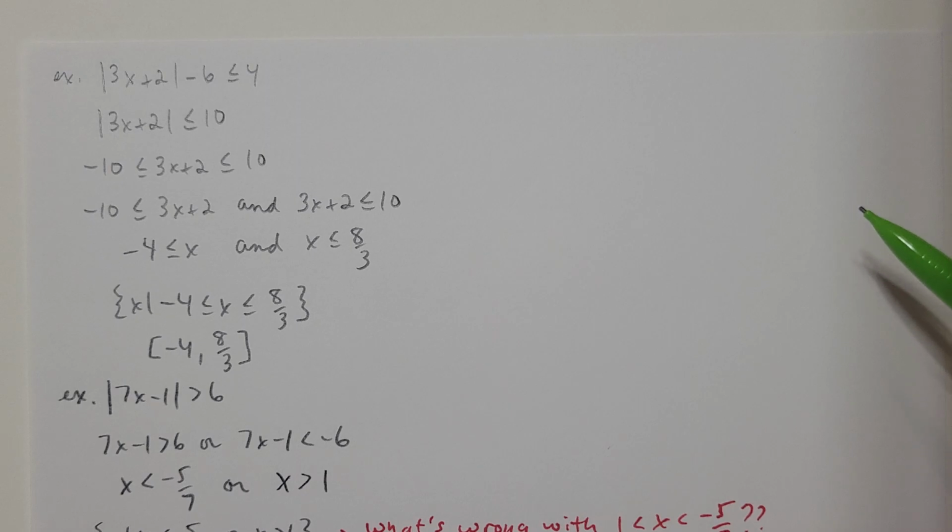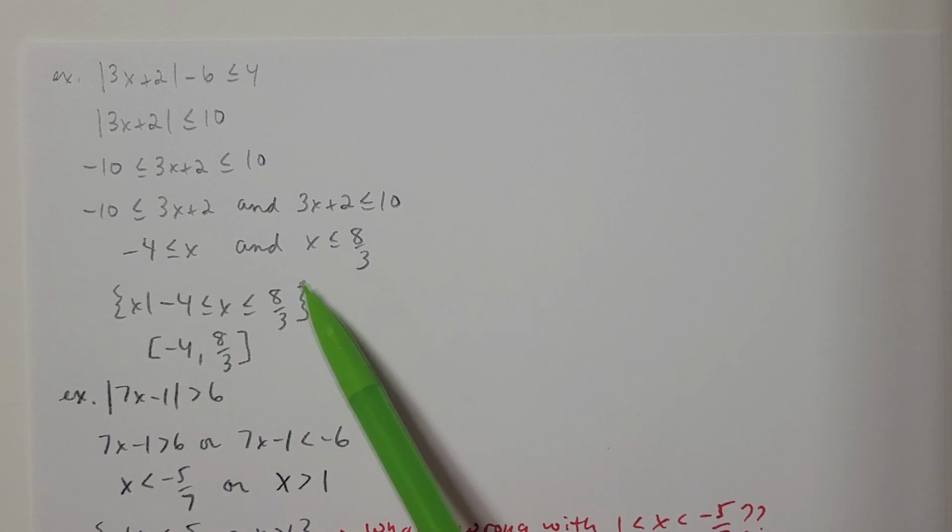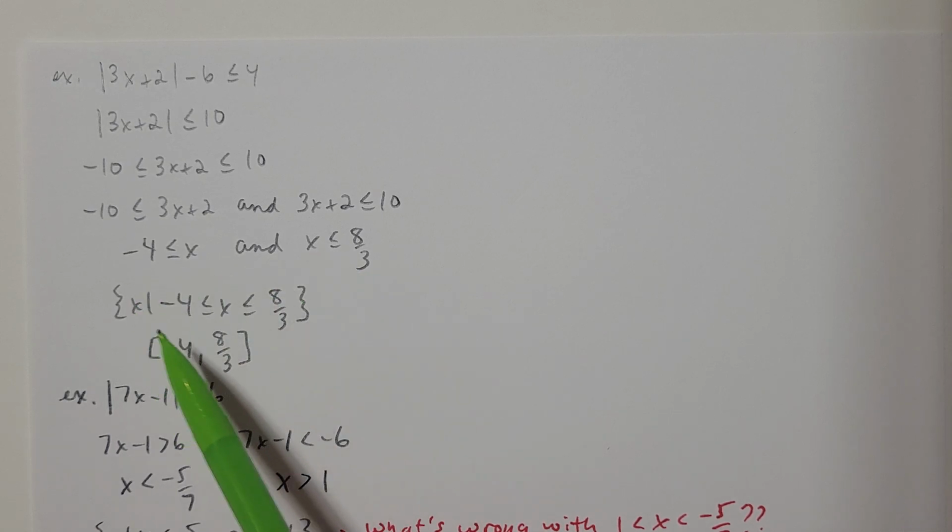Okay, so what we're saying is that x has to be a number that is both bigger than negative 4 and less than or equal to 8/3. All right, so here would be that statement written back as a compound inequality. Now, like any other inequality, your answer has to be written as a set or as an interval. You're not done with the problem until you have the set or interval written.